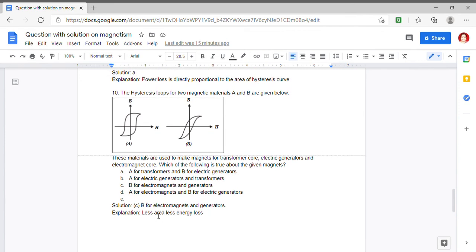The next problem is, we are given two hysteresis loops of a ferromagnetic material denoted by A and B. We have to find which material is used to make magnets for transformer core, electric generator and electromagnetic core. We can clearly see from the diagram that the area of the curve shown in B is less. So, the correct option will be C. That means we will use the material B for electromagnets and generators, because in this case the area is less, which means the power loss is very less.